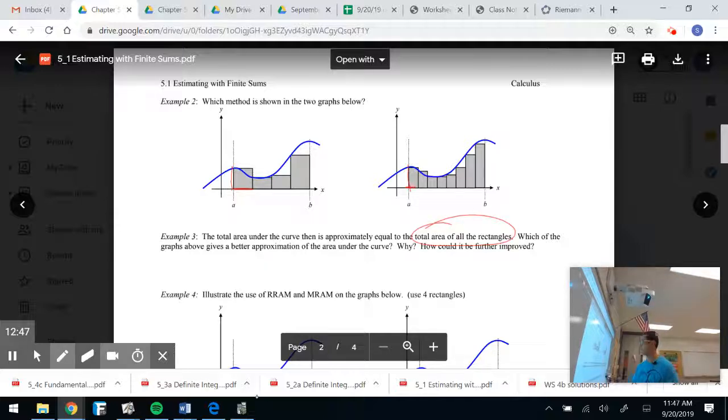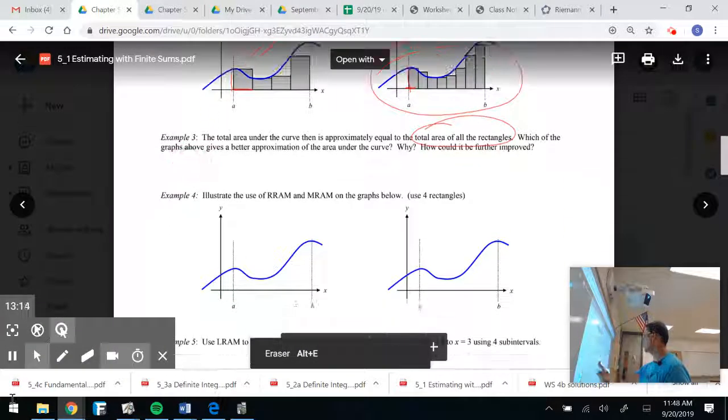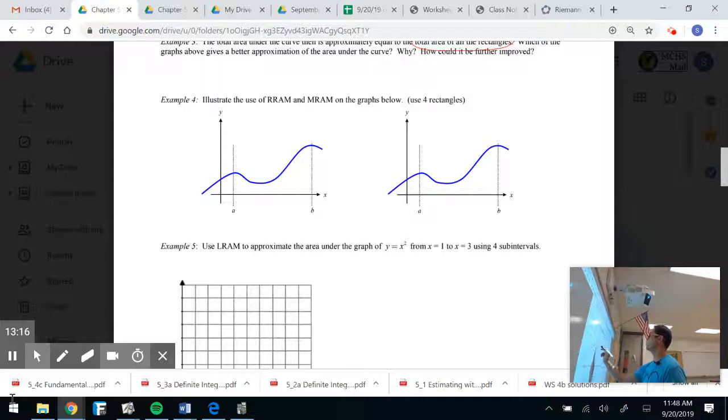Which of the graphs above give you a better approximation of the area under the curve? Why? How could it be further improved? Hit pause and answer that question. I hope you guys said that this is 100% way better than that one right there. Why? Because we have more rectangles. How could I get an even better approximation? Use even more rectangles, right, class? Hopefully you're answering these questions on your own. You will learn so much more if you do it.